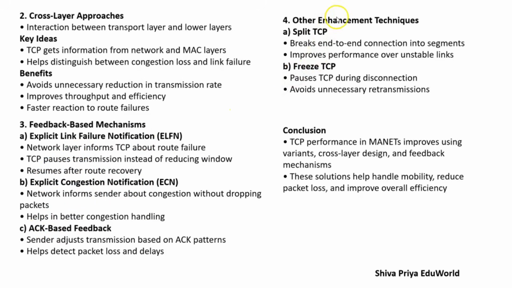And other enhancement techniques are split TCP and freeze TCP. Split TCP is nothing but it breaks the end-to-end connection into segments, and it improves the performance over unstable links. Freeze TCP means it will pause the TCP during the disconnection. That is freeze. It avoids unnecessary transmission. In simple words, TCP performance in MANETs improves using variants, cross-layer design and feedback mechanisms. These solutions help to handle mobility, reduce packet loss and improve the overall efficiency.